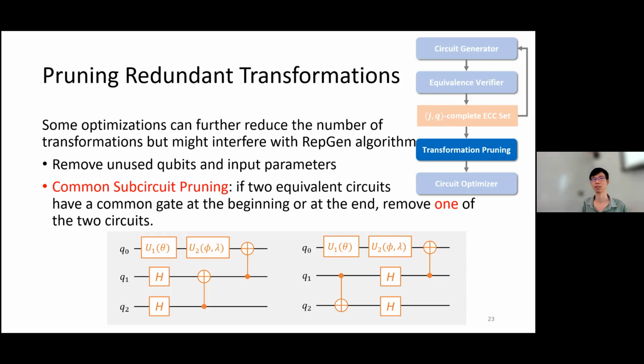So wait, why would this case even be here if HH on Q0 is a subcircuit?